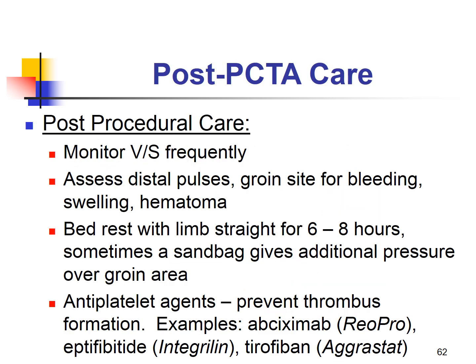Next slide. So this slide is talking about the care after that. So we're monitoring the vital signs. We're assessing the distal pulse, the groin site for bleeding, for swelling, for hematoma. Usually the patient is on bed rest with the limb straight for about 6 to 8 hours, and sometimes we may want to put a sandbag, which gives pressure over the groin, so that we stop any bleeding from occurring. Antiplatelet agents to prevent thrombosis from forming are, Aggrastat, for example.